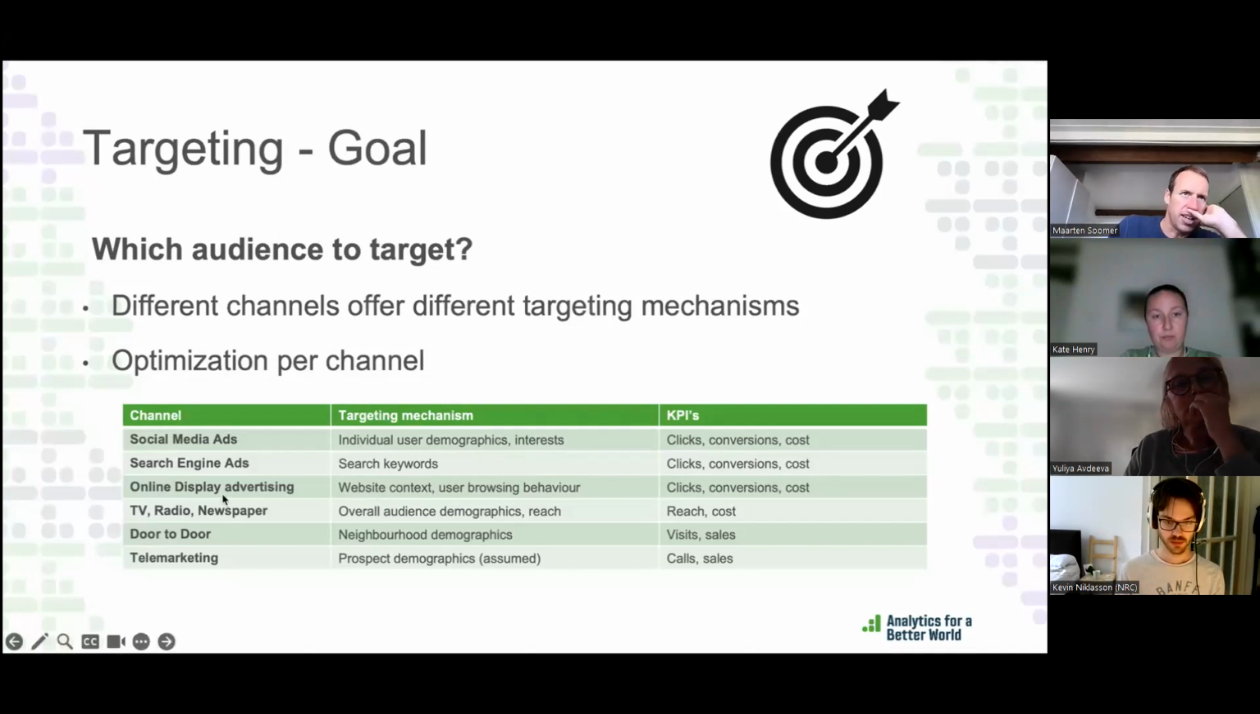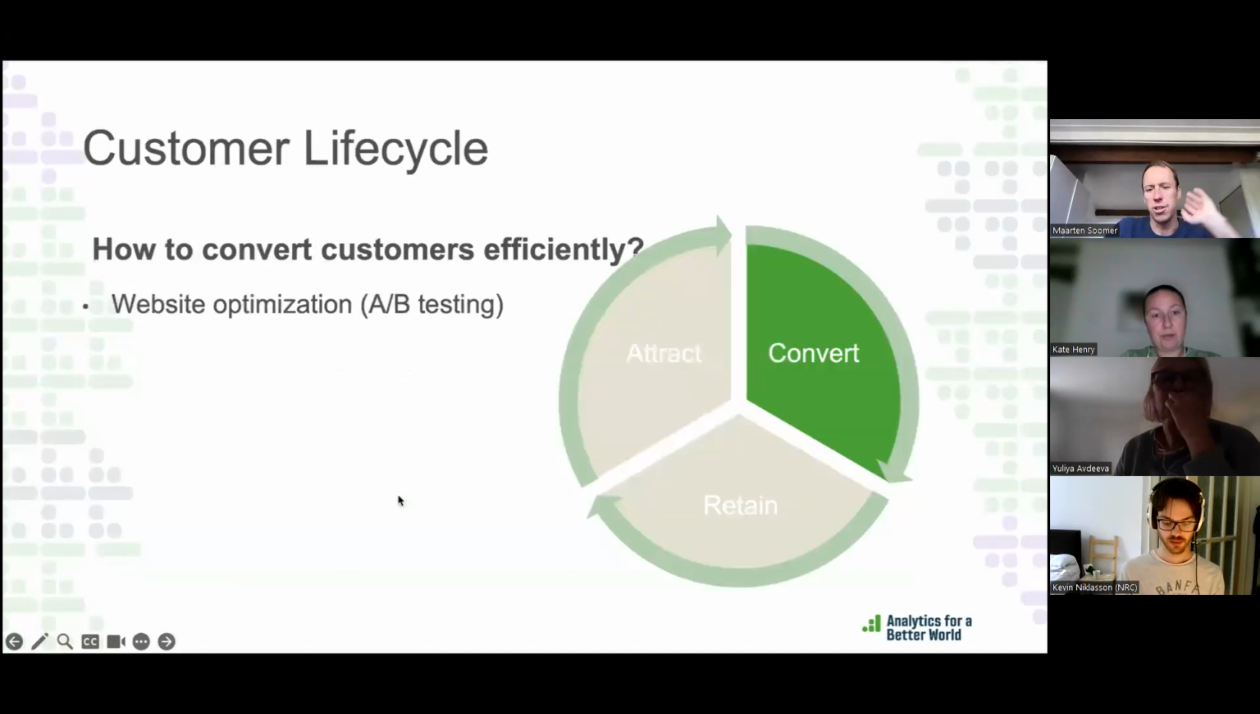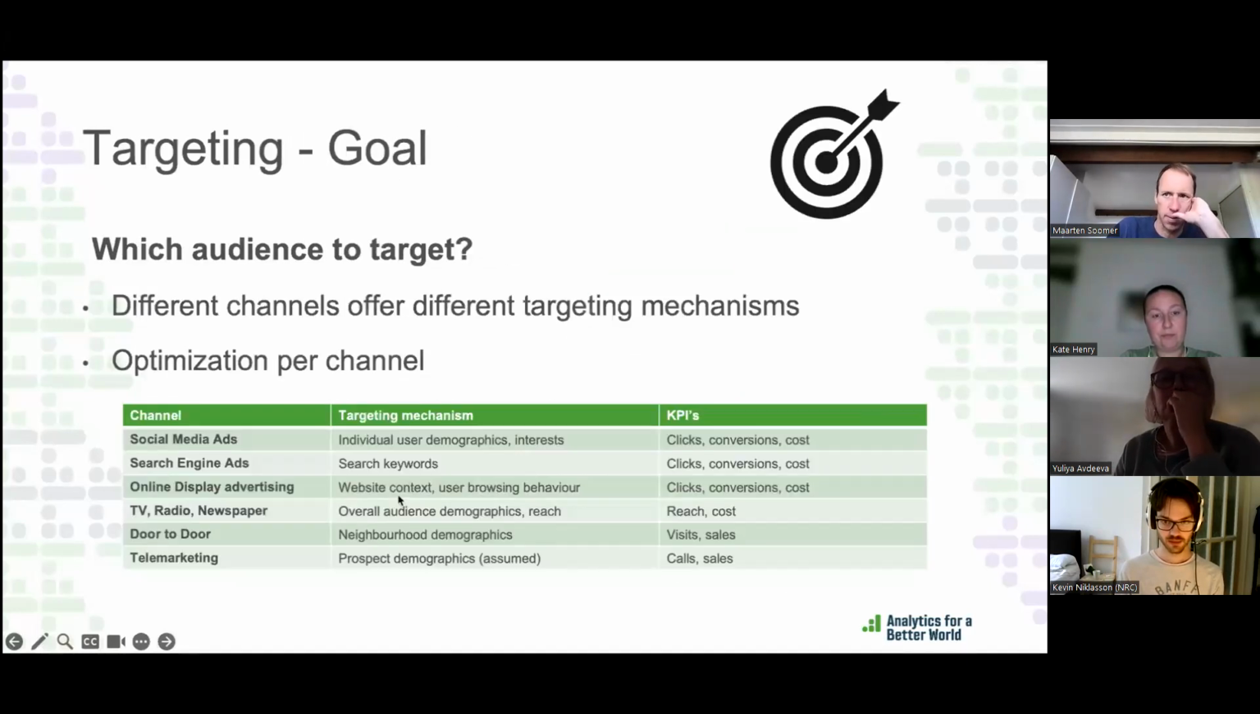And then there's online display, which is basically the display ads that you see on news sites like CNN, typically on the big entertainment websites, on the big publisher websites, where you would see those banner advertisements. There you can use things like the context of the website, but also information. Typically, the advertising networks will have some information about your browsing behavior.